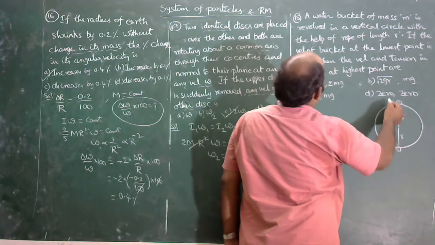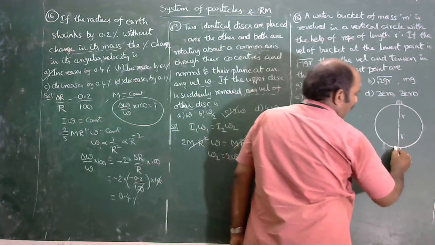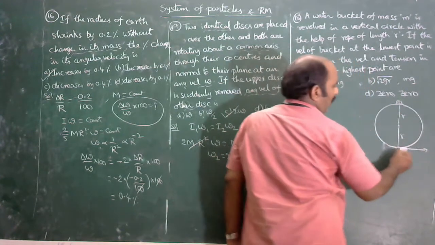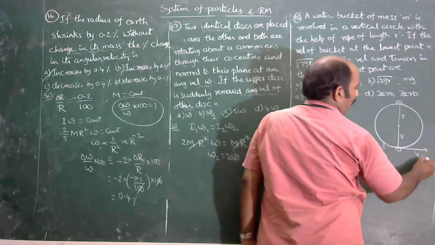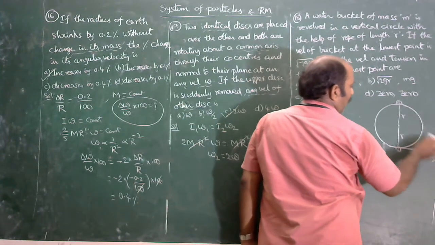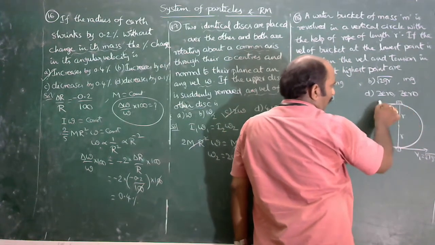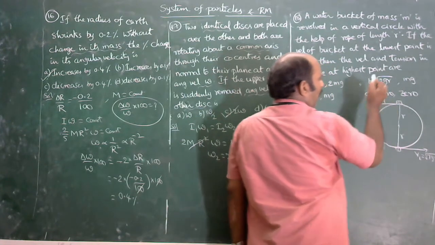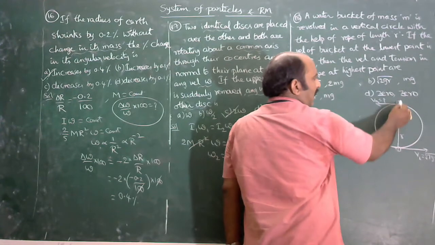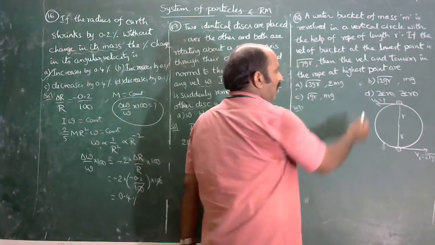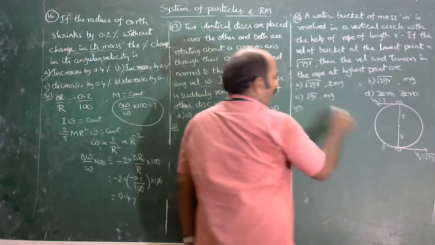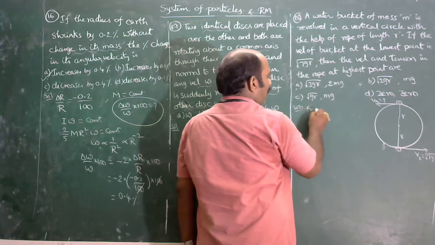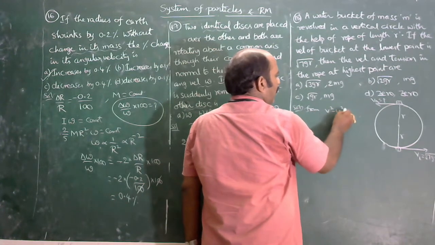When the water bucket revolves here, its velocity at lowest point V_L is root of 7 g r. Now I want to find velocity of the bucket at highest point. V_H is equal to how much? And also find the tension at the highest point. First find V_H value. From v square minus u square is equal to 2 a s.